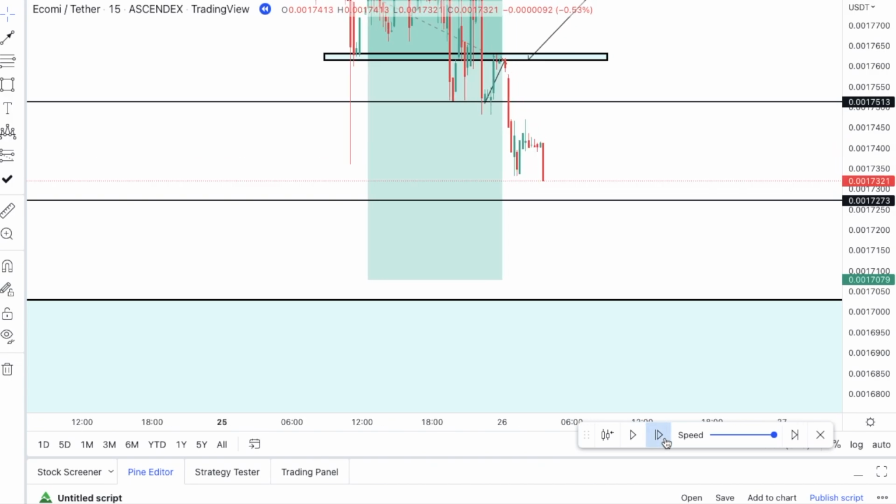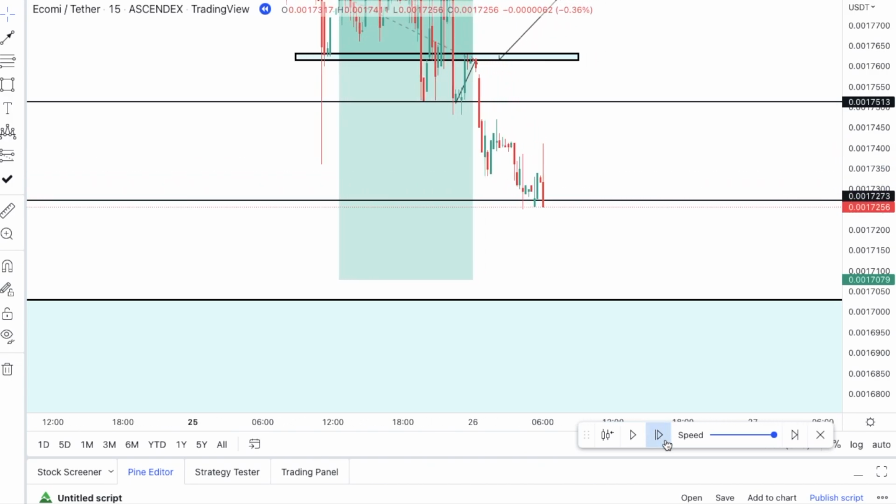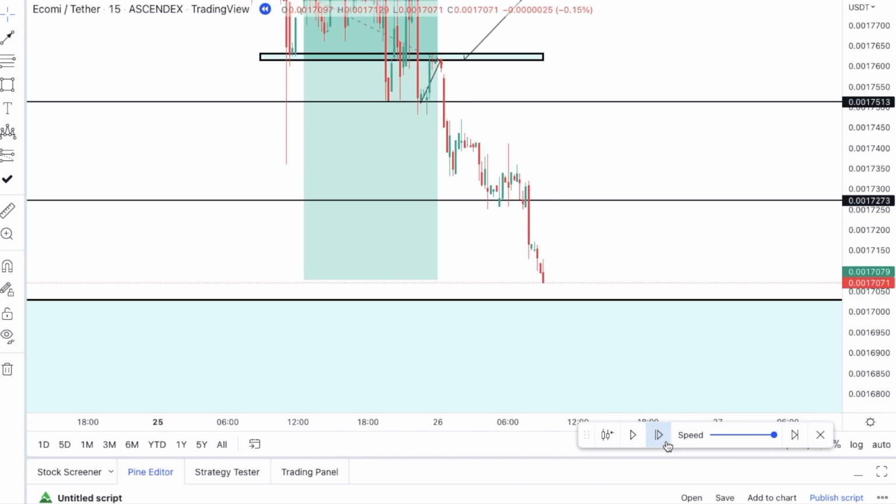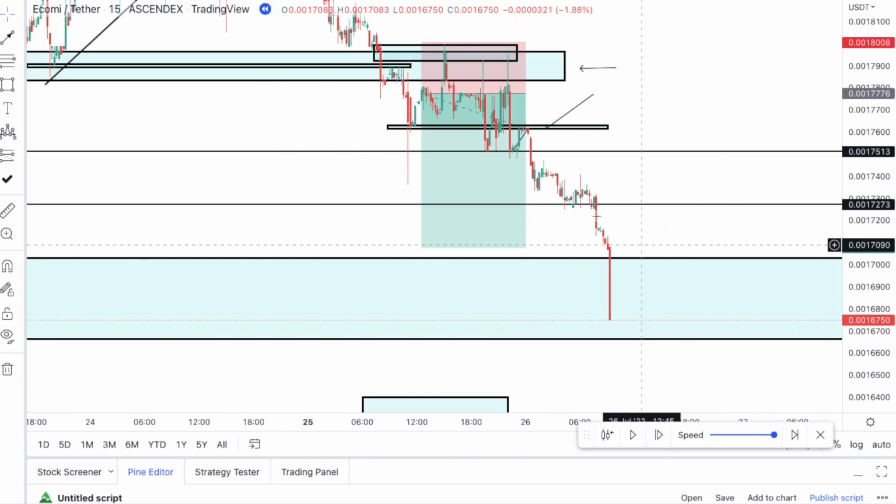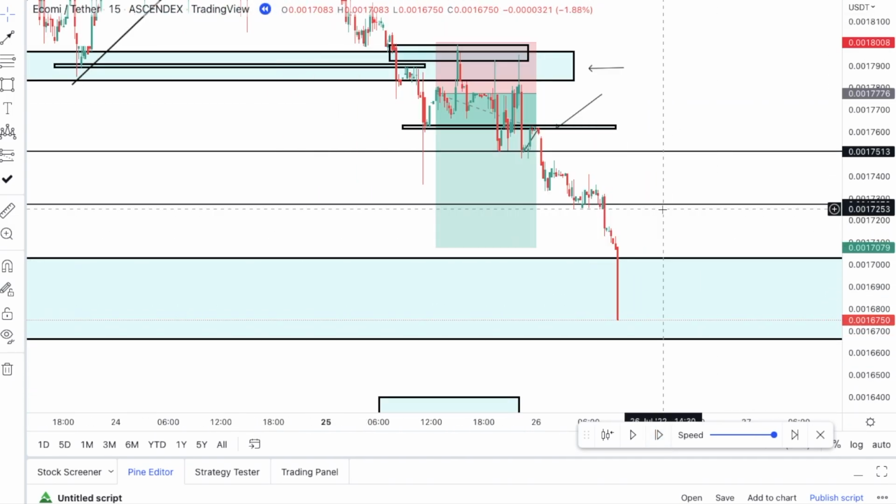And we're going to let this price action go and see where it goes. Overall price is just moving, and there you go, guys. It did hit our full take profits. This is how simple it is to trade Ecomi. Ecomi is one of the easiest tokens to trade, guys.